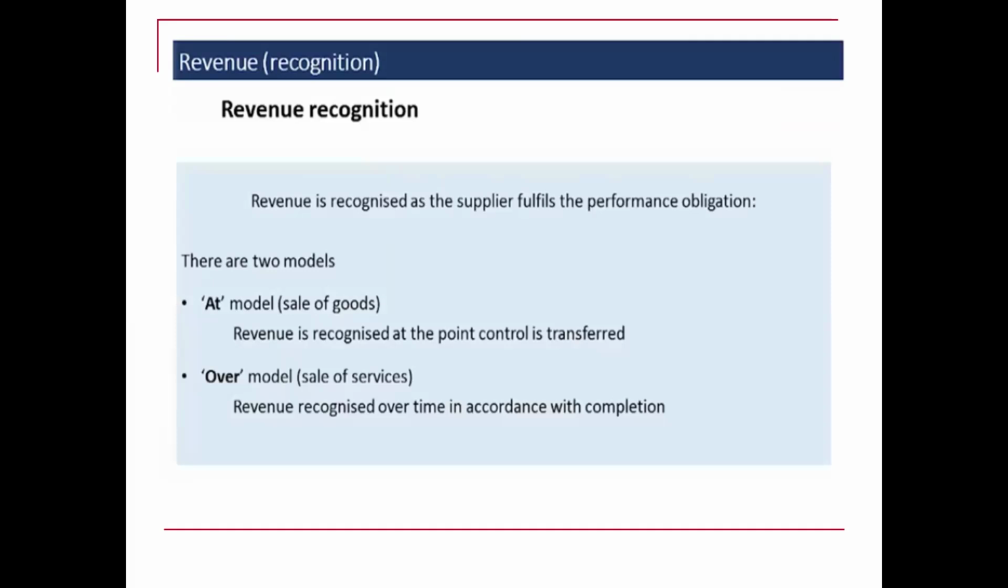With the "at" model, we are saying revenue is recognized at the point that control is transferred. So if I'm selling a laptop to you, once I give the laptop to you, it means all the risks and all the rewards that come with the laptop are transferring to you. The control over the laptop is transferred to you. It's now in your hands. You are the one who is controlling it. You have taken physical possession of the goods that I have sold to you. So as soon as I transfer control of the laptop, you now have the risks and rewards, the physical possession, and you're controlling the laptop. It means I can recognize revenue at that point in time.